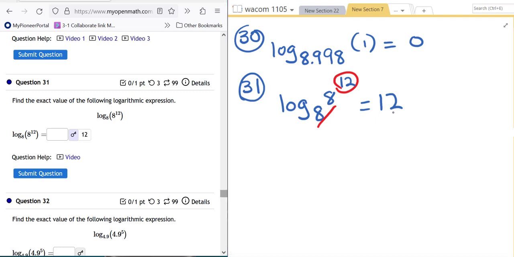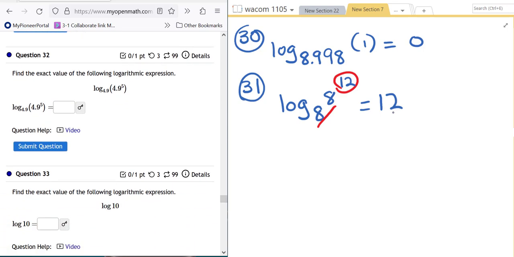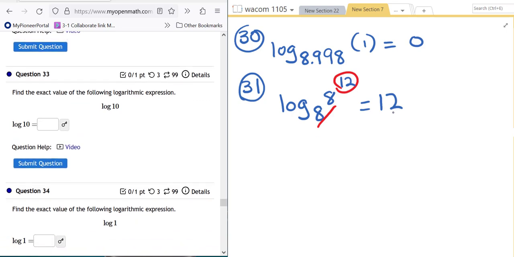So you see how fast these are. So don't panic when you see that there's 42 questions in there in the homework because they really are this fast. All right, so 33.